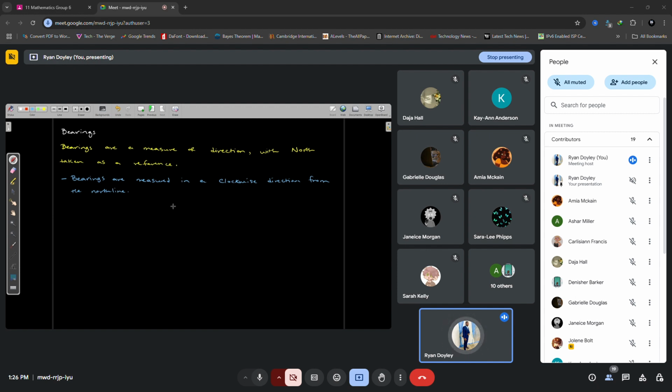And one other important thing about bearings is that they are usually represented using 3 digits. So these are the 3 important things you need to know. A bearing is a measure of direction with north taken as reference. They are measured in a clockwise direction from the north line, and bearings are given or read as 3 digits.